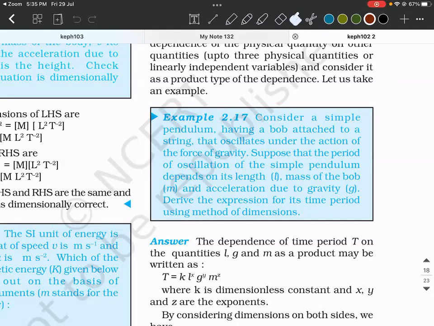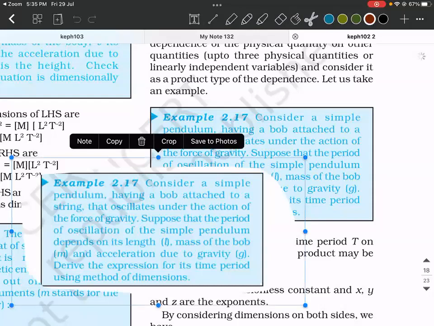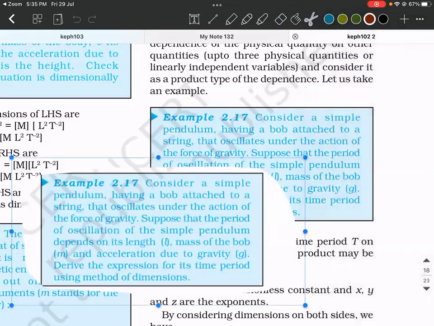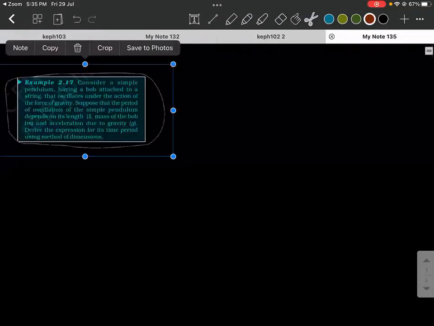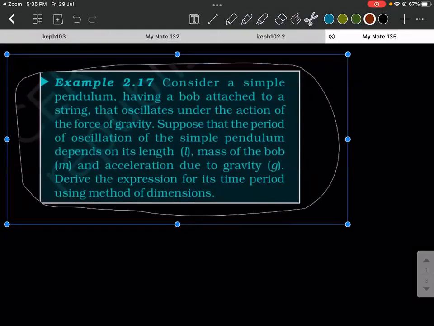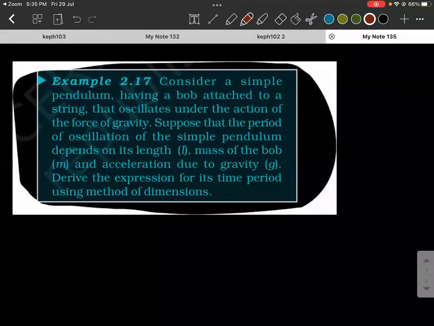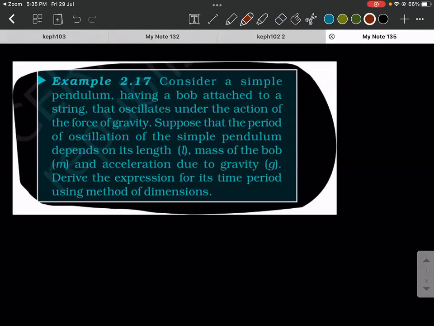So if you read the question carefully, what is it telling you? Consider a simple pendulum having a bob attached to a string that oscillates under the action of force of gravity. Unwanted information for this chapter. Okay. Suppose that the time period of oscillation of the simple pendulum depends on its length, mass, and acceleration due to gravity. Derive an expression for the time period using the methods of dimension.